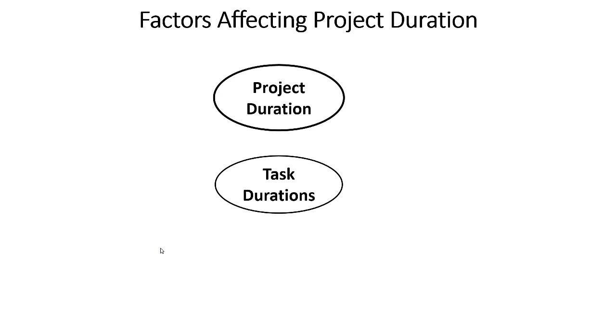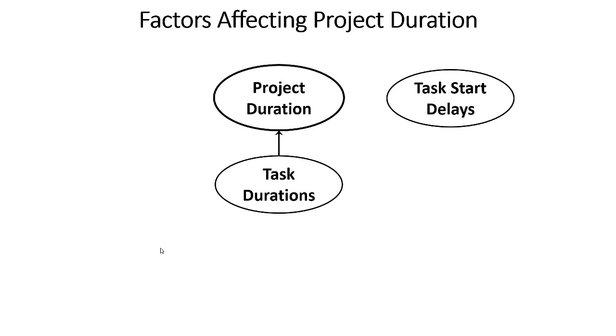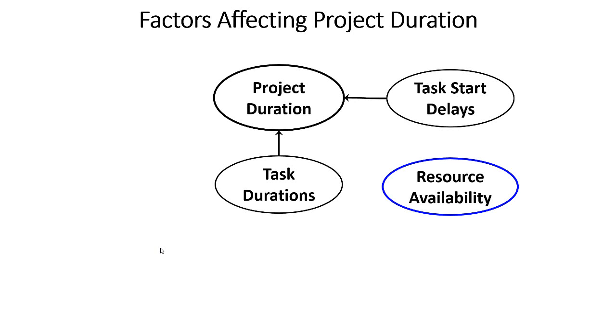Well, we know that a project consists of a number of different tasks. So the duration of individual tasks clearly is going to have a positive impact on project duration. But tasks then have delays. Sometimes we can't start a task because we don't have the resources available that we need to perform the task. So the relation between a task start delay and project duration is also going to be positive. The longer we have to wait for the resources we need to do a task, the longer it's going to take to complete the project.